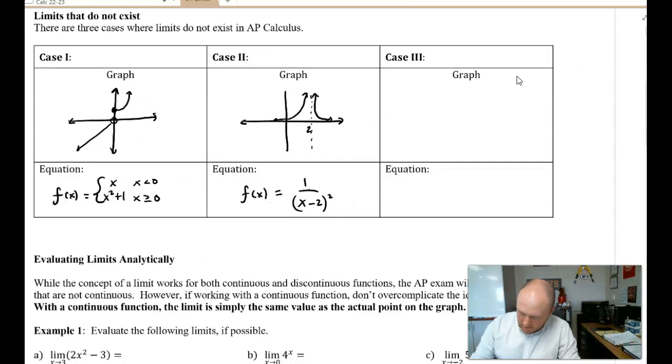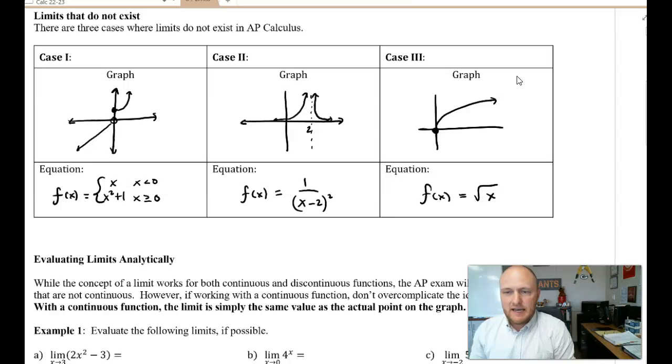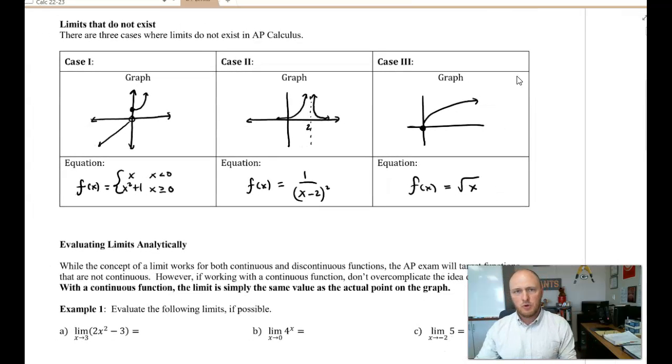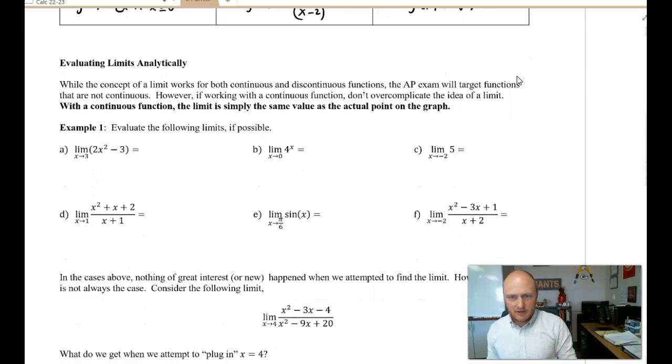Okay, and then the third case, which is kind of unique here, I'm just going to do a basic square root function. f of x is equal to the square root of x. The limit does not exist at endpoints of an interval. Because the limit from the left does not exist for our graph, y equals square root of x, we do not have a limit. Now there is a fourth one. It's when we have an oscillating function. Usually those are in trig functions. Those rarely show up, and we most likely will not see them. But those are the main three.